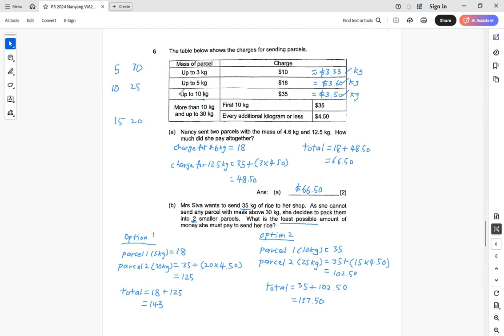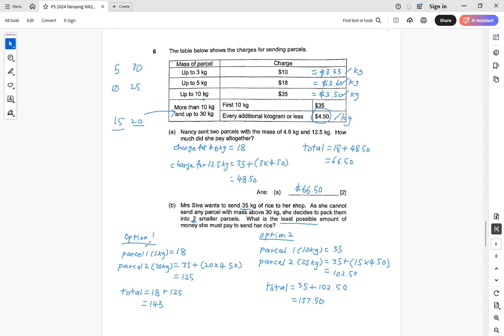But once you reach this fourth category, other than the first 10 kg, anything above 10 kg, you are paying $4.50 per kg. This is much more expensive than these 3 here. So if you use 15 and 20 as your 2 parcels, you're going to fall into this category, where whatever is above 10, you have to pay $4.50 per kg, which is totally way more expensive than the above. So I'm not going to even try out these options.